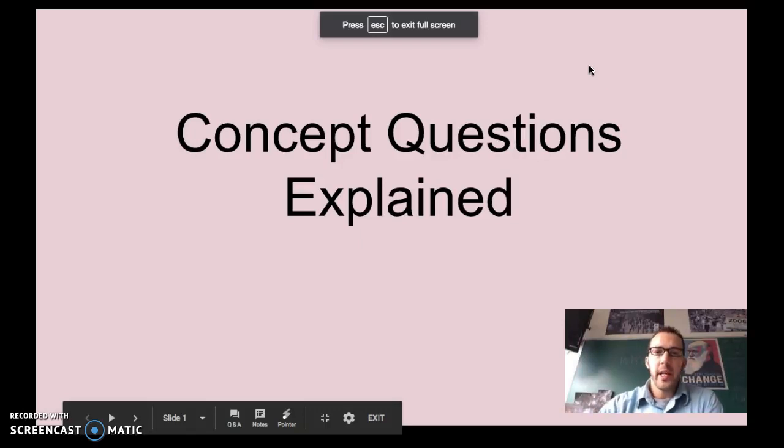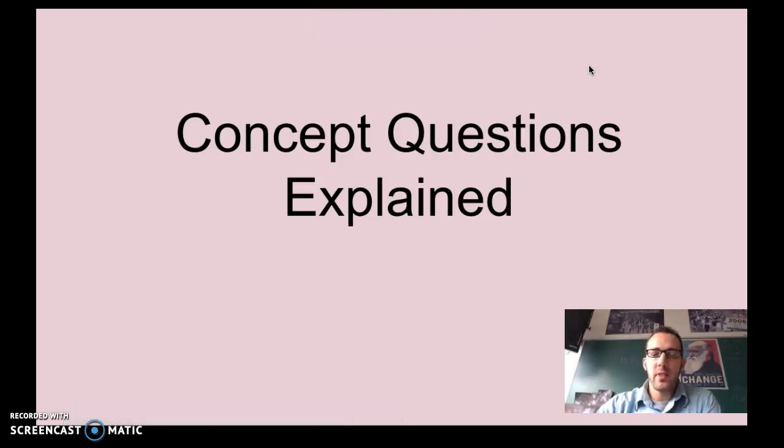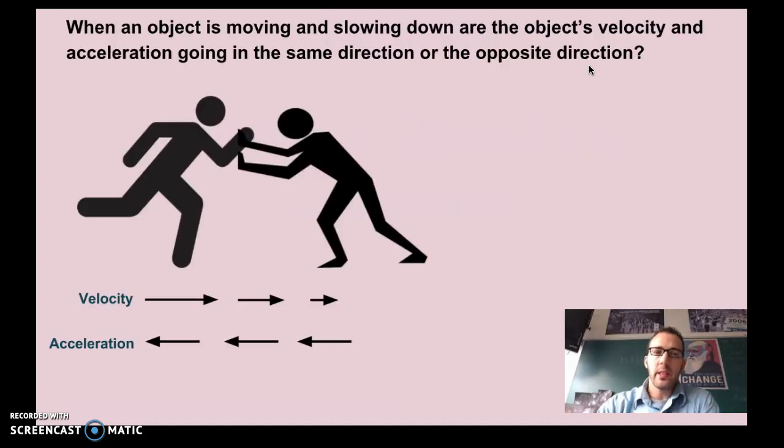In this video, we're going to be taking a look at the concept questions for kinematics. Question number 1 asks, when an object is moving and slowing down, are the object's velocity and acceleration going in the same direction or in the opposite direction? So if this person is running to the right and I want to slow them down, am I going to push them to the right or am I going to try to push them to the left and make them stop? I'm going to push them to the left.